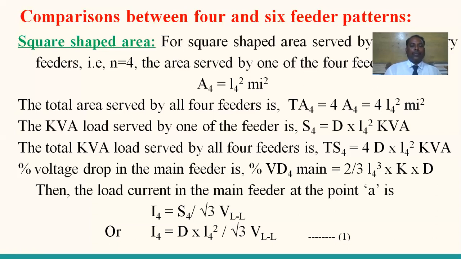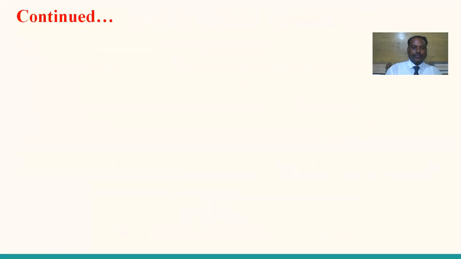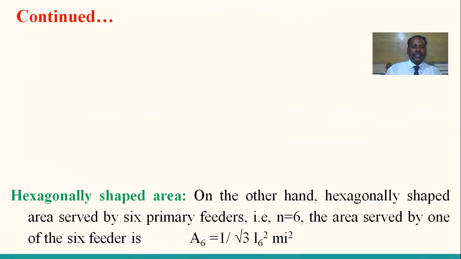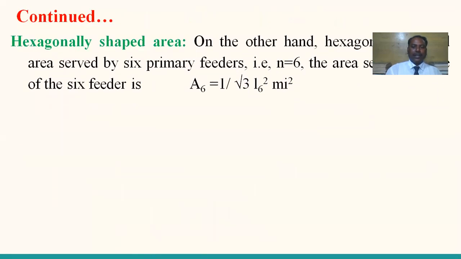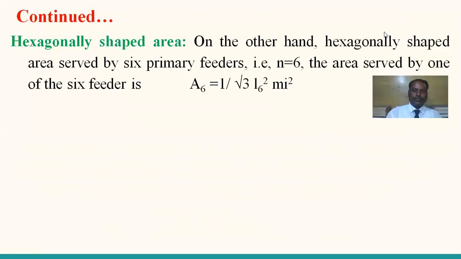So the basic equations already derived are to be taken, and those equations should be multiplied by 4 so that the total square-shaped area is covered here. From the voltage drop equation and load equations, the current magnitude of a square-shaped area is also calculated. And the same discussion for the hexagonal-shaped area is also taken into account.